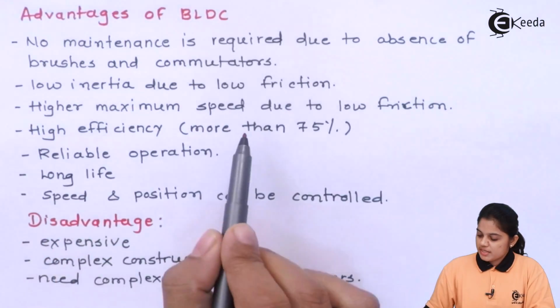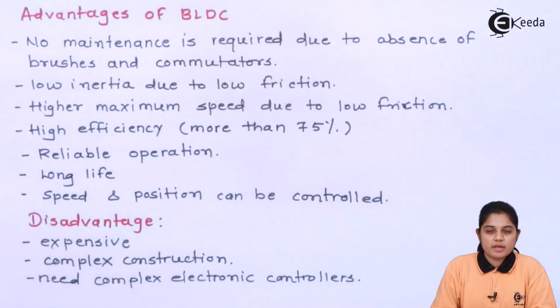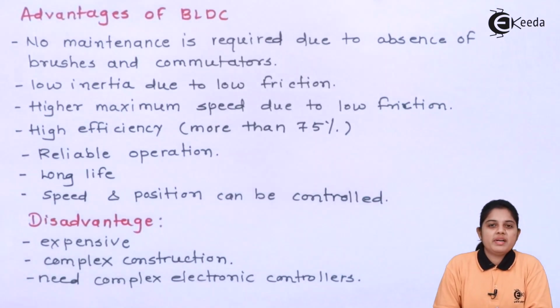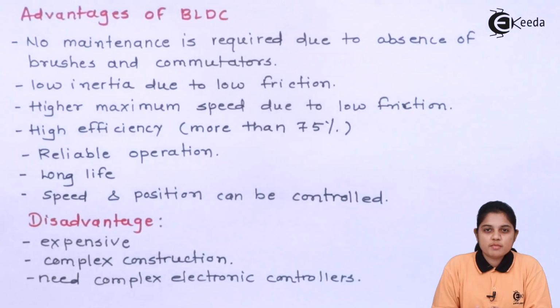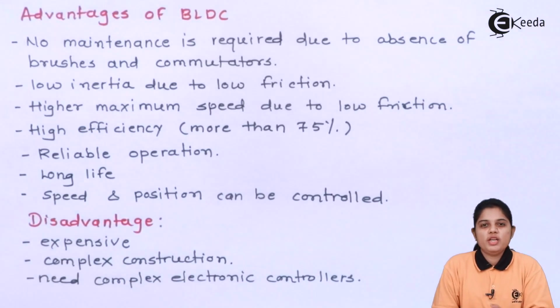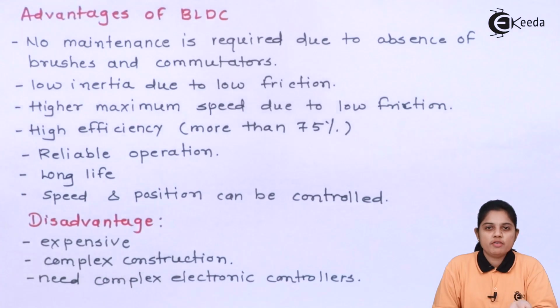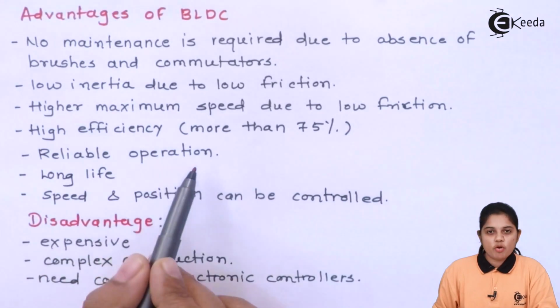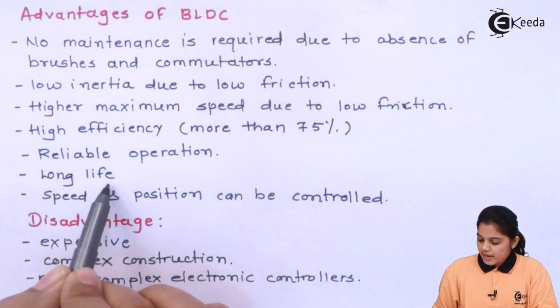High efficiency, that is more than 75%. The efficiency is the output upon input: the input supply is given, and how the speed is controlled, or the maximum speed. So for the best possible input there will be the best possible output. That is what we define as efficiency. So efficiency is maximum. It has a reliable operation. It has a long life.